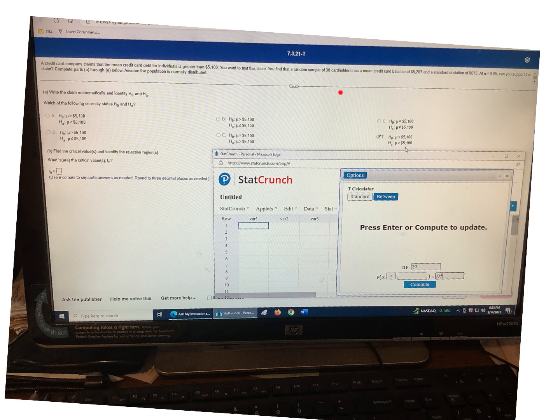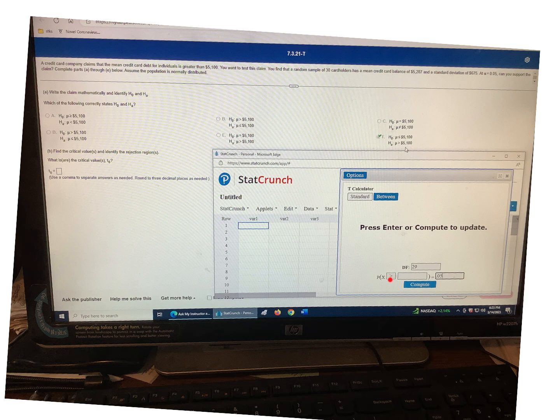The critical value is going to be based on the sample size and alpha. We know it's a right-tailed test here. So if you go to stat calculators, you want to use the T calculator in this section. The degrees of freedom here is just one less than the sample size. So the sample size is 30, you take away 1, degrees of freedom is 29.